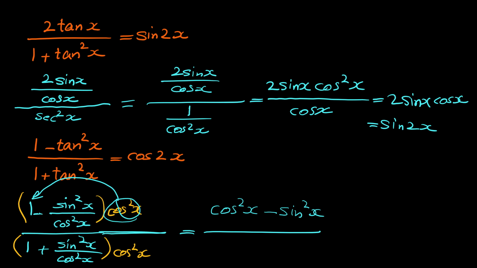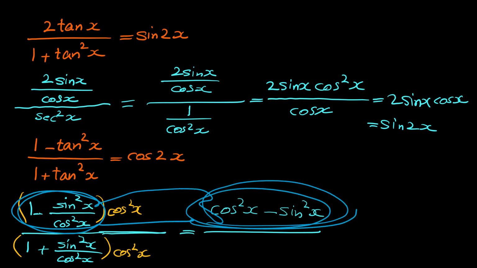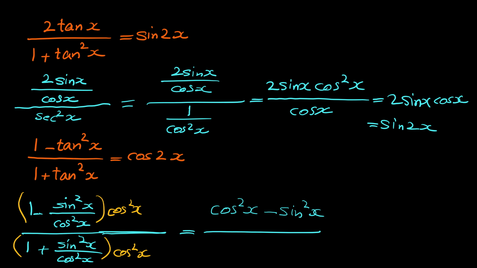Now look at this expression and compare it with the original one. This is a much better expression, and it is better than the common denominator. For the denominator, if we multiply cosine squared in the bracket, we have cosine squared x plus sine squared x. Cosine squared plus sine squared is 1, so all of the denominator is 1. What we have in the numerator is cosine squared minus sine squared.